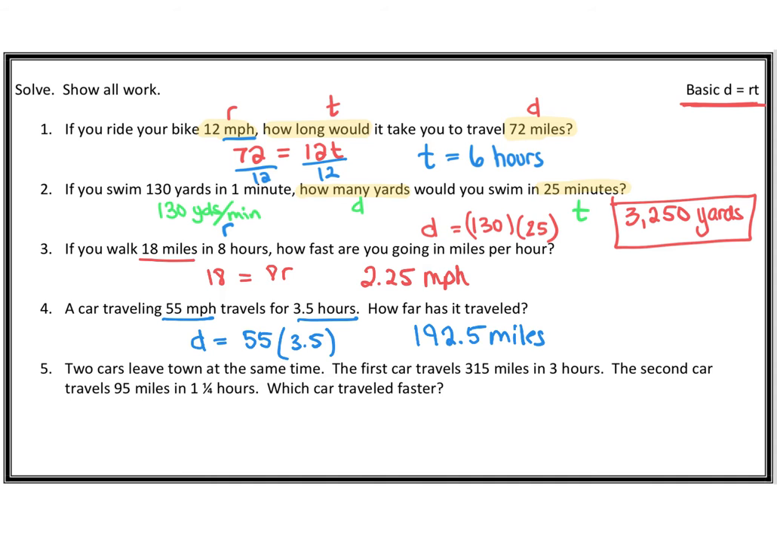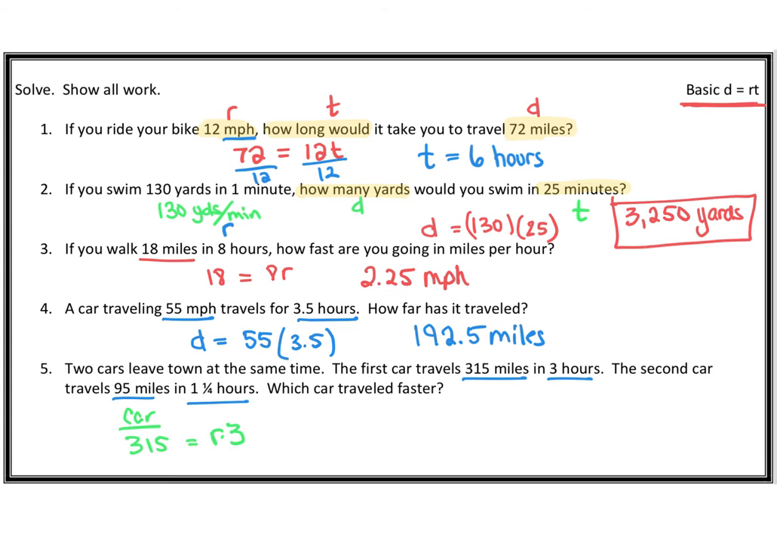It says 2 cars leave town at the same time. The first car travels 315 miles in 3 hours. The second car travels 95 miles in 1 1/4 hours. Which car travels faster? So for the first car, we're going to have to do 2 separate equations here. For the first car, they gave us what? Distance, right? 315. And they gave us time.